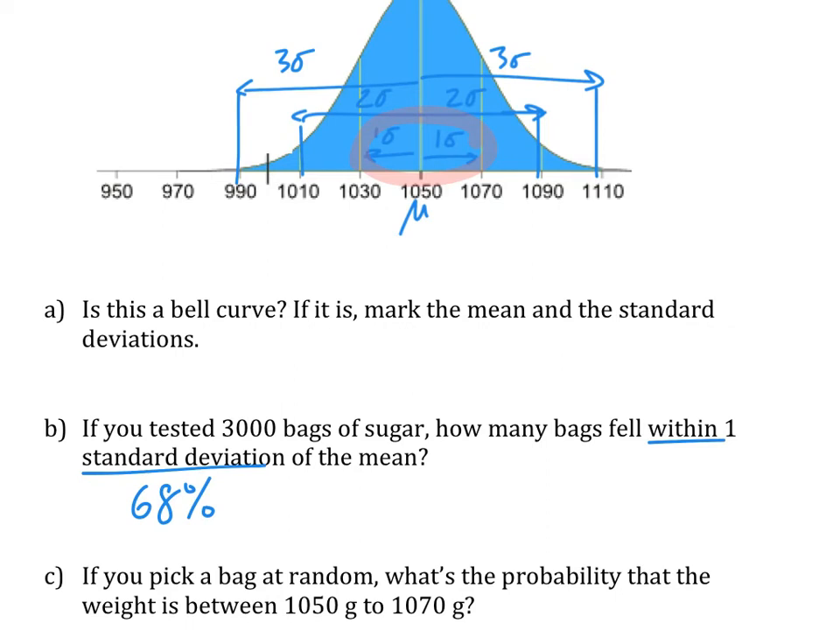So the question, however, is how many bags? Well, that's going to be 68% of the 3,000 bags of sugar. So you multiply that together and you get 2040 bags.